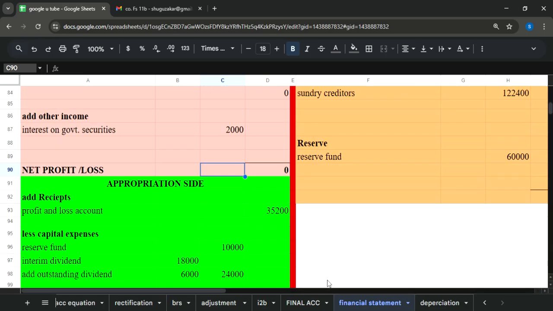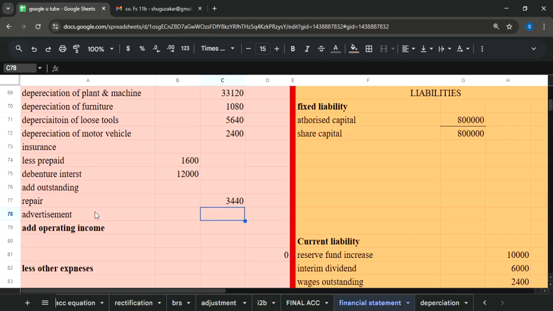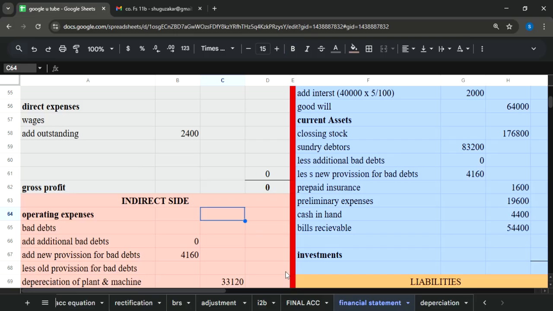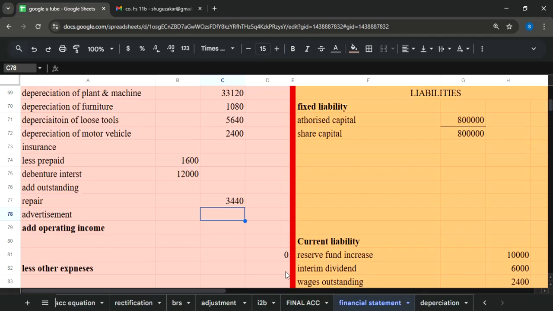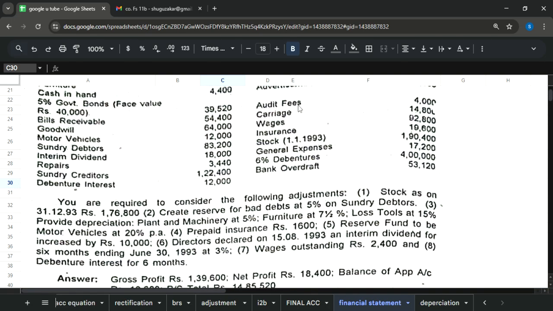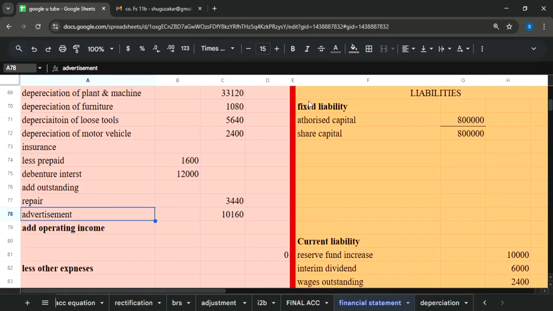Advertisement, part of operating expenses. We have very low space left. Advertisement 10,160. Recorded. Alright guys, after advertisement we have audit fee, and we need some space over here.